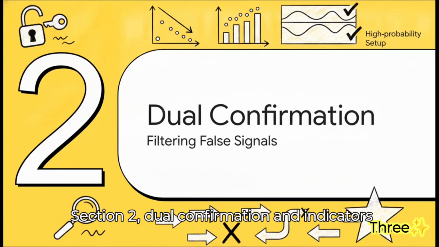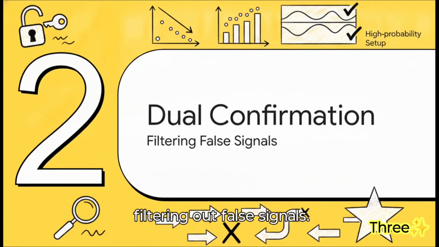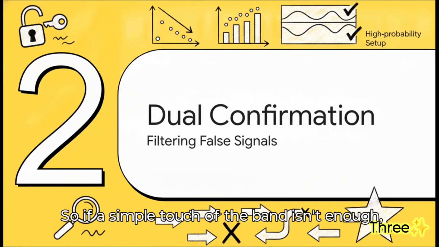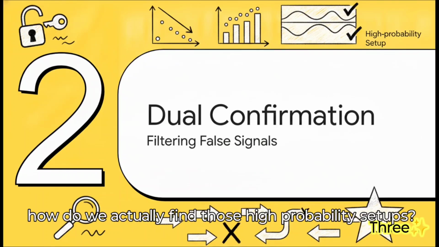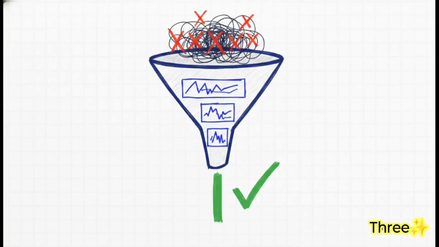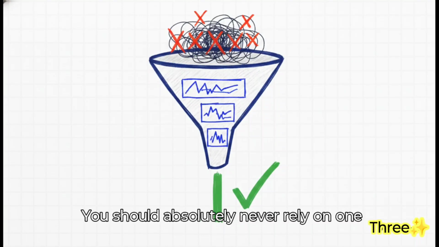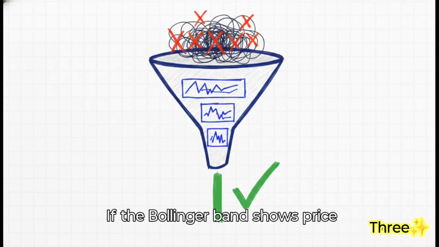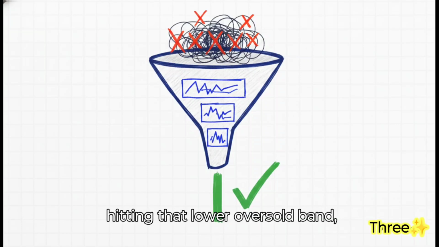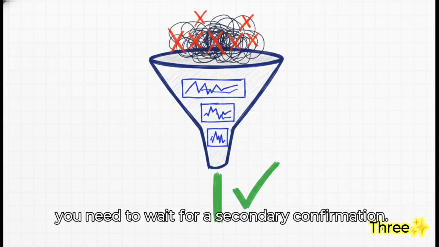Section 2, Dual Confirmation and Indicators, Filtering Out False Signals. So if a simple touch of the band isn't enough, how do we actually find those high probability setups? The crucial point here is indicator stacking. You should absolutely never rely on one indicator alone. If the Bollinger Band shows price hitting that lower oversold band, you need to wait for a secondary confirmation.